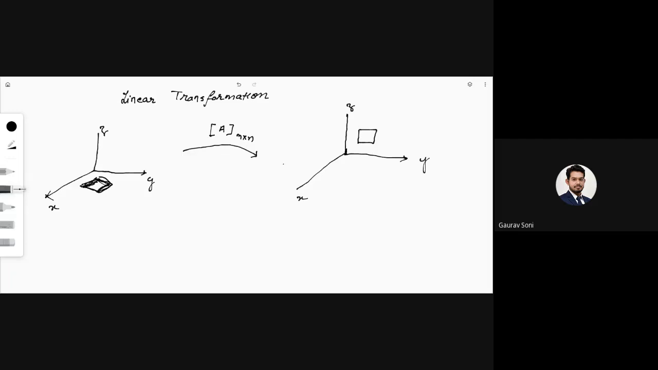To identify what is happening, what I did is I made a square on the xy plane. I multiplied it by A, and now that square which was on the xy plane has shifted to the yz plane. So what has happened is there is a transformation. If you look at the transformation, can you identify what is happening over here? So that the square on the ground is on the yz plane now.